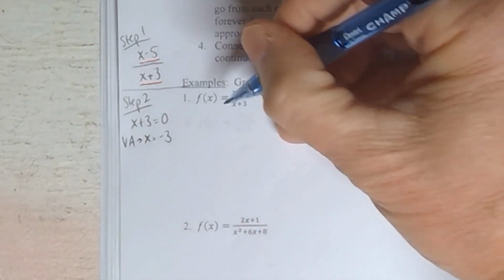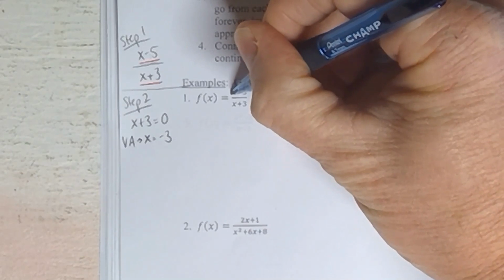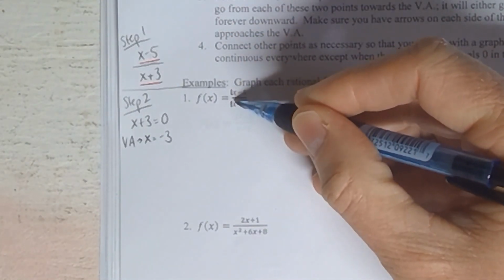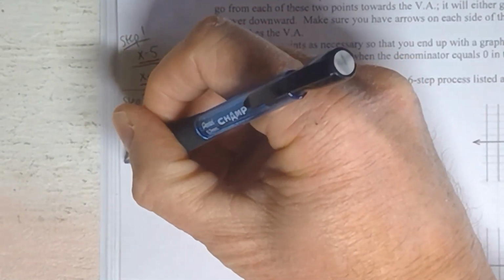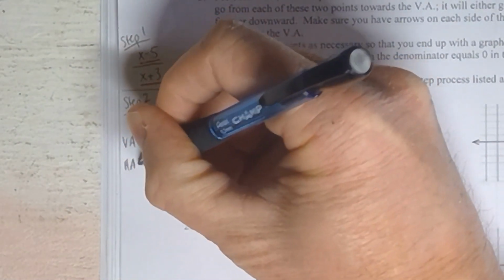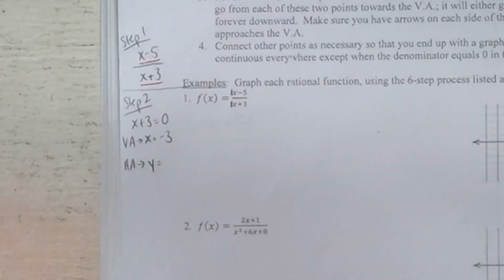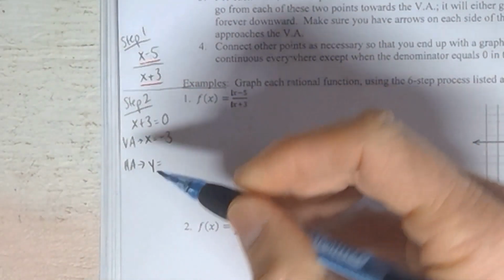The highest degree terms in both the top and the bottom of your fraction are 1x and 1x, and so therefore you don't have to write that down. But therefore, the horizontal asymptote is found by taking, and you've got to say why, because remember, and let me just back up here for just a moment before I write this down.